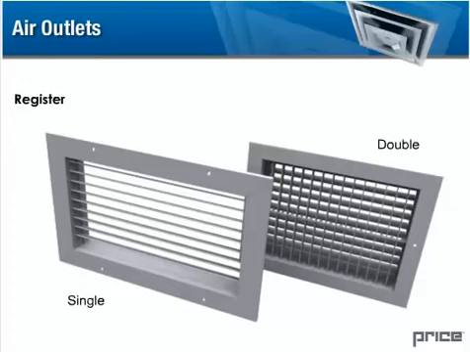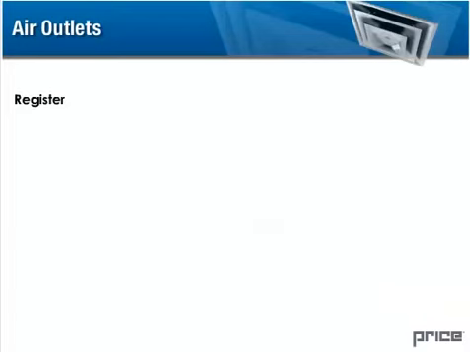The single deflection type includes one set of blades in the horizontal or vertical orientation. Air pattern is adjustable in one plane only. The double deflection type includes two sets of blades in both the horizontal and vertical orientation. Air pattern is adjustable in both the horizontal and vertical planes.